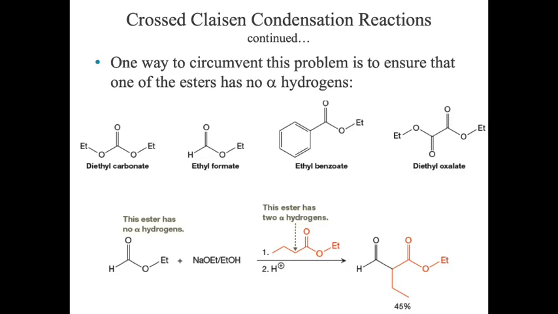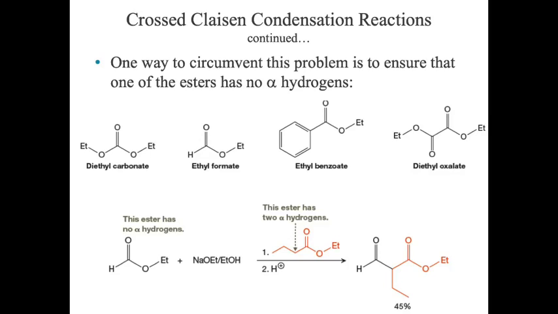Why the red one? Because the other one has no alpha hydrogen. The black one has no alpha hydrogens. There's no acidic hydrogens that's going to react, so the red one becomes the nucleophile. Which one's our electrophile? The black one. The black one can only be an electrophile.